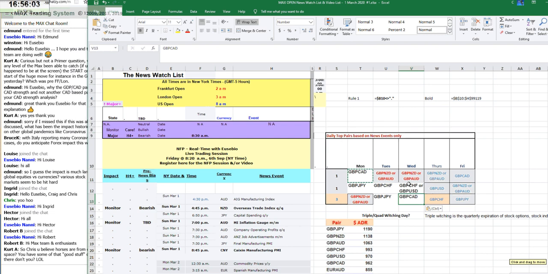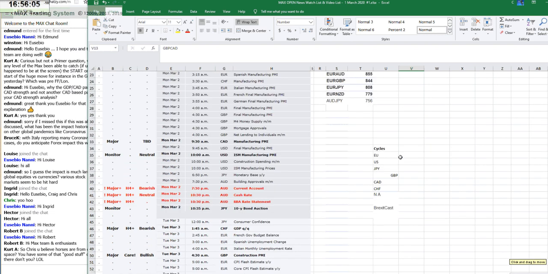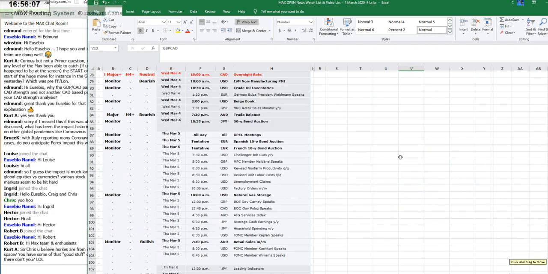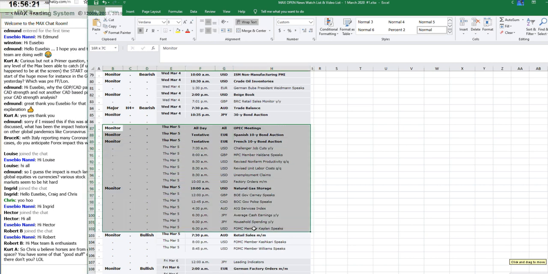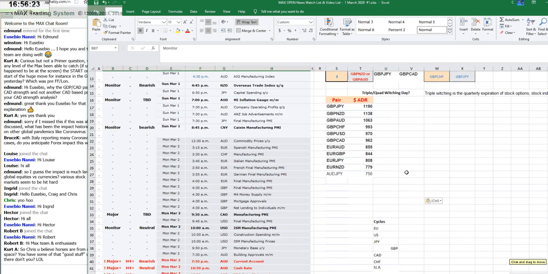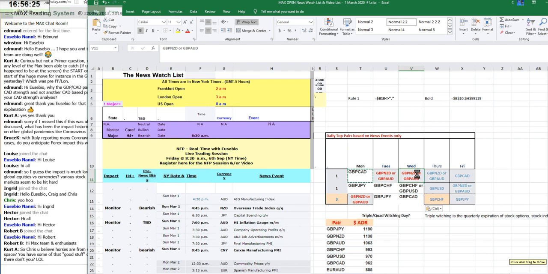Okay. And for Thursday, we have leftovers from Wednesday. So we've got the Aussie again. The Aussie, okay. And no other majors on Thursday. Okay. So it will be easier here. So we will have the pound Kiwi or pound Aussie.